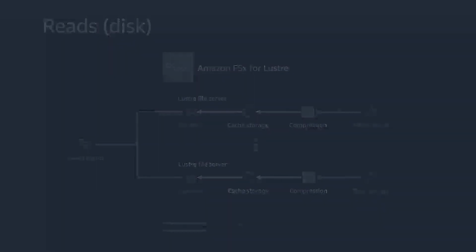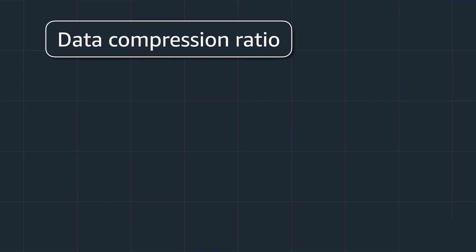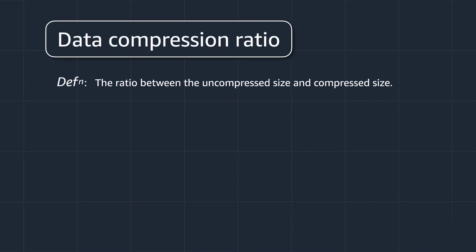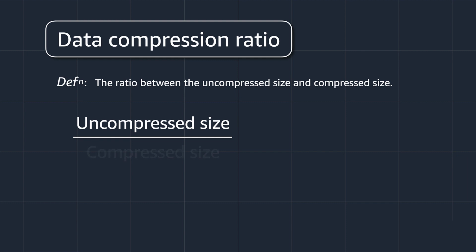Before I go into the details on how to estimate how much performance increase you could see when using data compression, I need to define a few terms. The data compression ratio is the ratio between the uncompressed size and the compressed size, and it's typically notated as an explicit ratio like n/1. To calculate data compression ratios, you divide the uncompressed size by the compressed size.